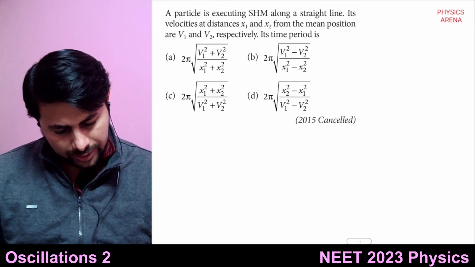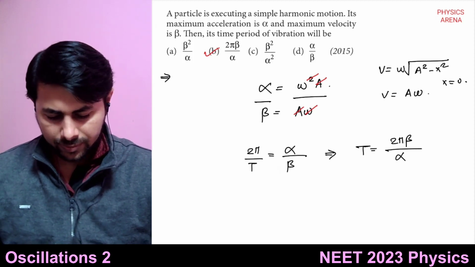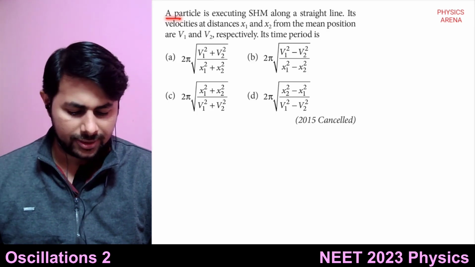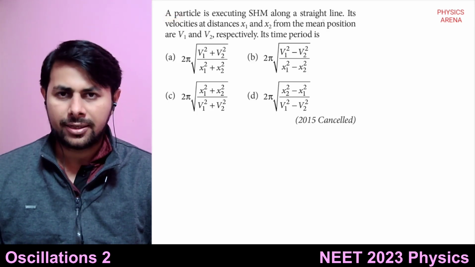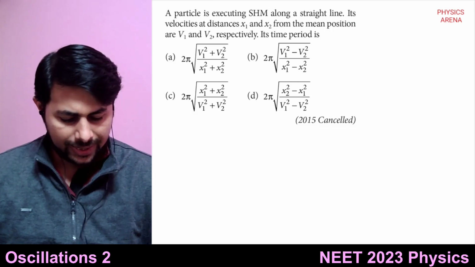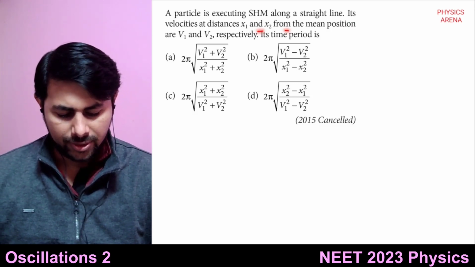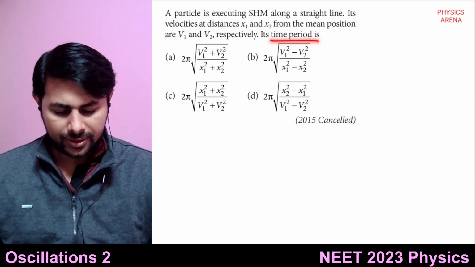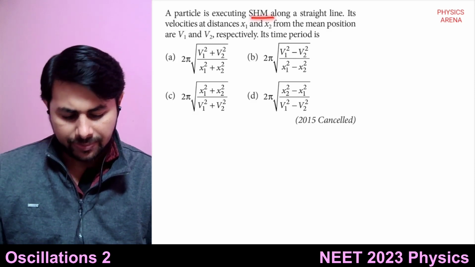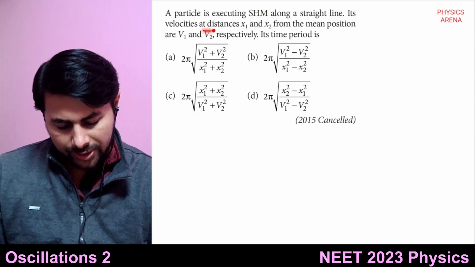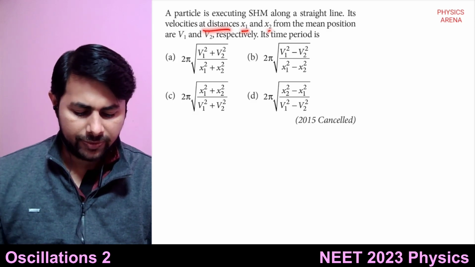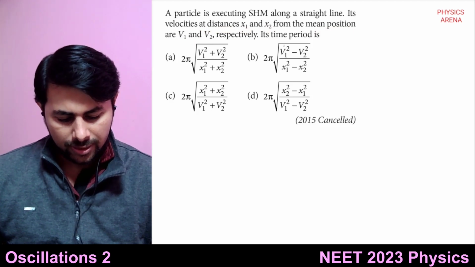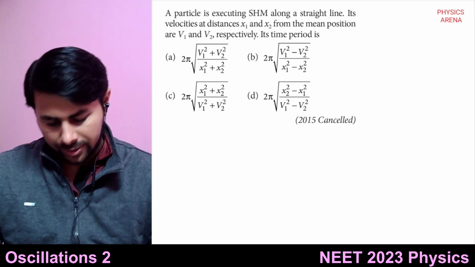Yesterday we solved till this problem. Let us see the next one. A particle is executing SHM along a straight line. Its velocities at distances x1 and x2 from the mean position are v1 and v2 respectively. Its time period is? This is the question.